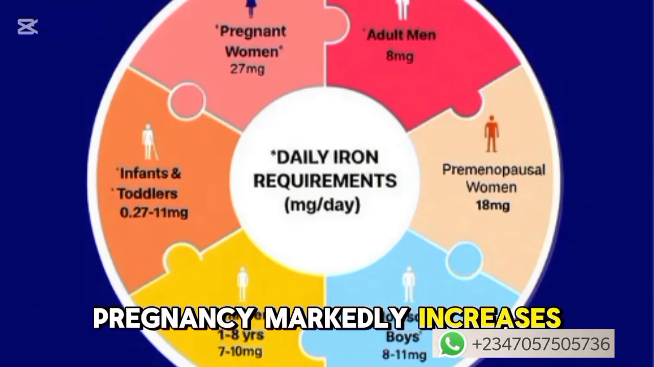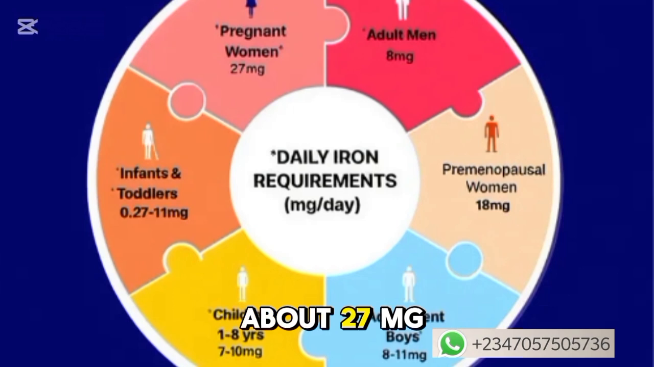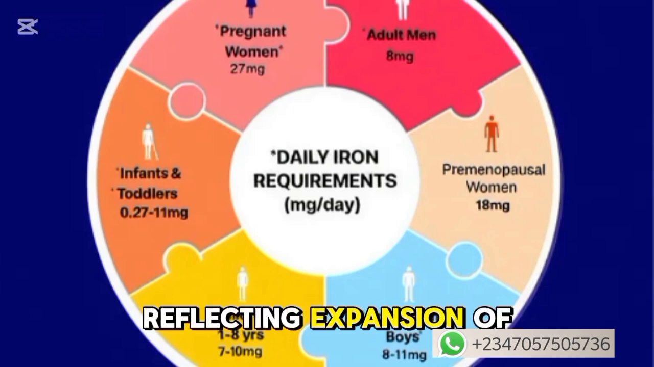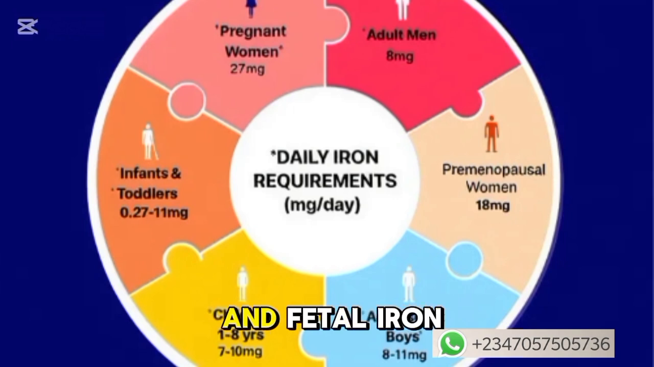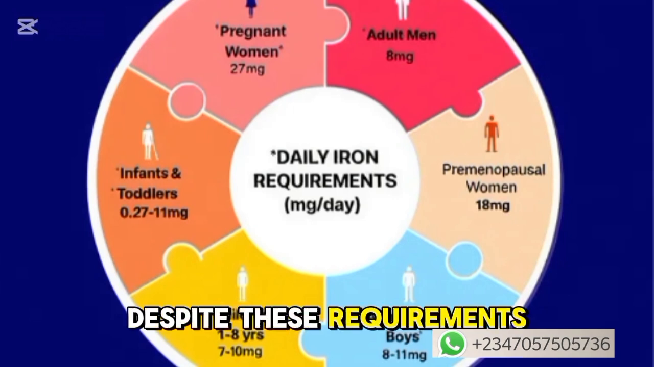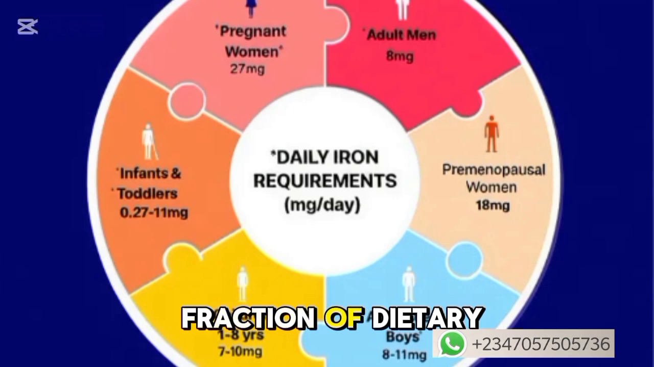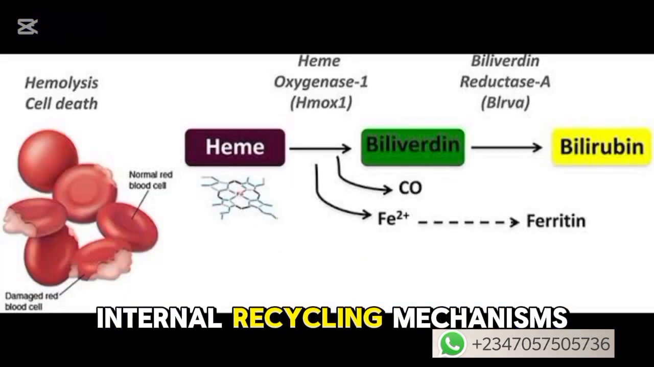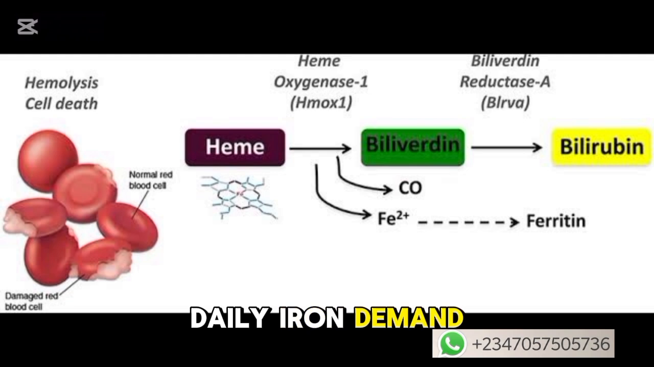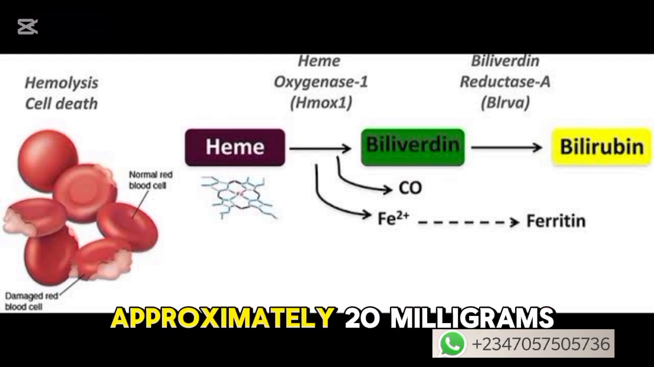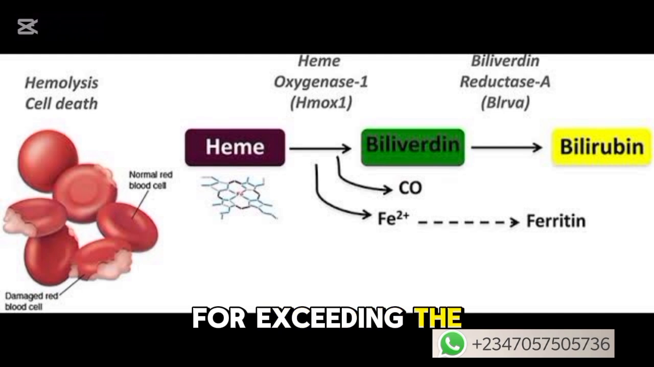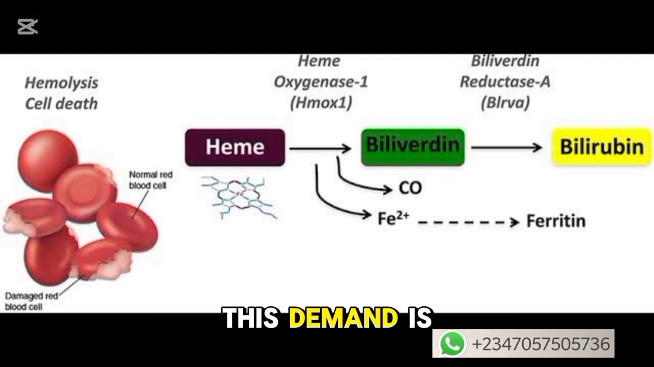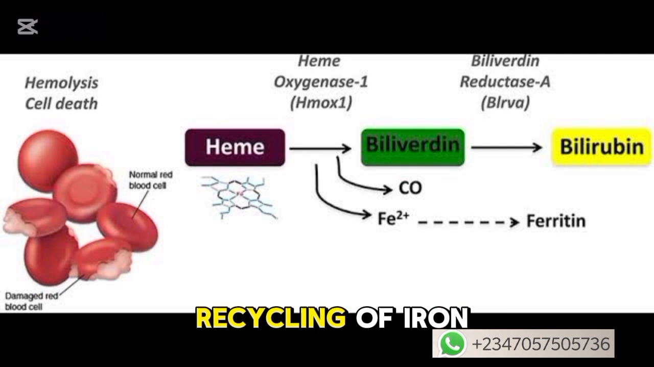Pregnancy markedly increases iron requirements to about 27 milligrams per day, reflecting expansion of maternal red cell mass and fetal iron needs. Despite these requirements, only a small fraction of dietary iron is absorbed. The majority of iron needed for erythropoiesis is supplied through internal recycling mechanisms. Daily iron demand for erythropoiesis is approximately 20 milligrams, far exceeding the amount absorbed from the diet. This demand is met predominantly through the efficient recycling of iron from senescent red blood cells.